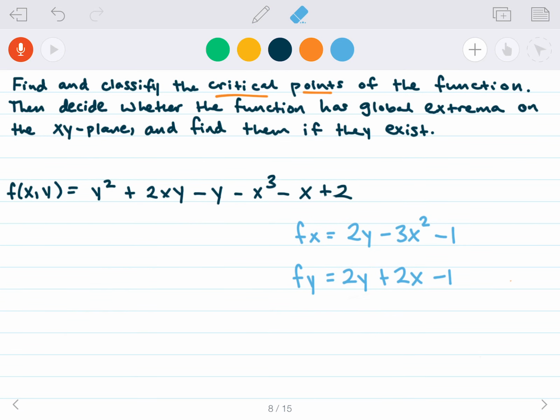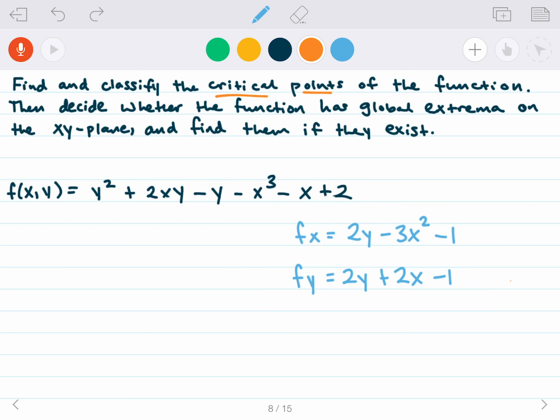Okay, so I want to find all the critical points and decide whether the function has global extrema on the xy plane. Okay, so here is my multivariable function. I've already taken the partial derivatives with respect to x and then with respect to y, so you should verify this, those of you watching. But we've done a million problems like these, so I just decided to give them to you there.